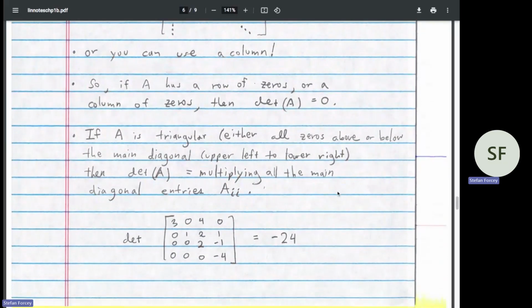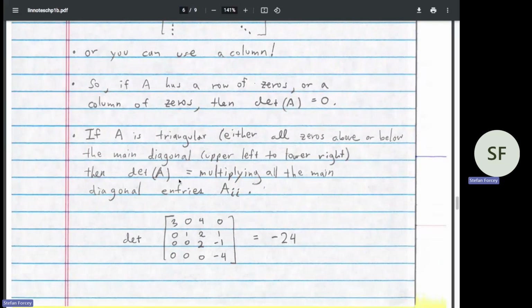Here's another shortcut. If A is triangular, that means that either all the numbers above or below the main diagonal are 0. So it either has all zeros above the main diagonal or all zeros below the main diagonal. The main diagonal is the diagonal of numbers that go from the upper left to the lower right. So in the example, the main diagonal is 3, 1, 2, -4. And then triangular means that on one side of that main diagonal, everything is 0. So this one would be upper triangular because it's all zeros below the main diagonal.